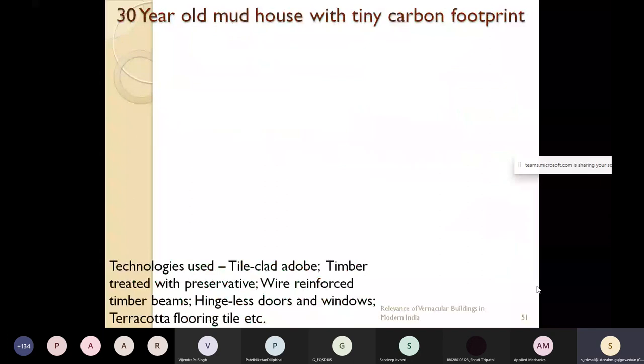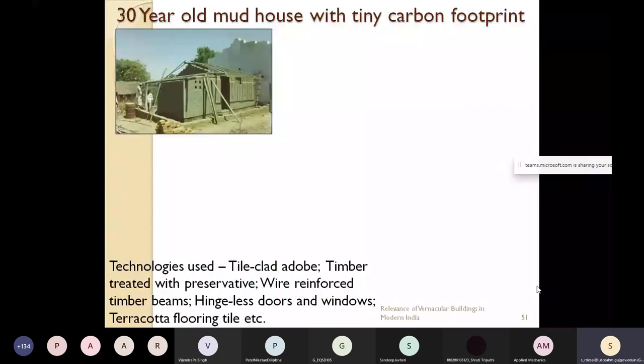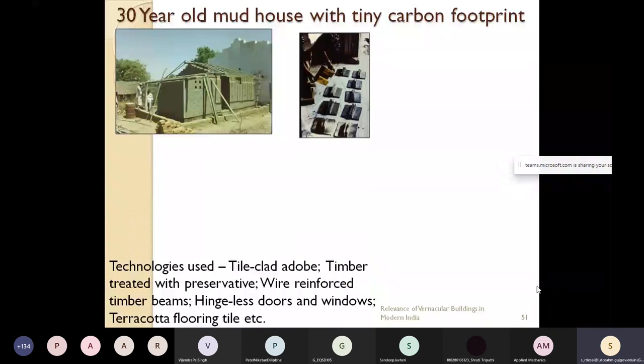Now, here I want to bring one interesting example of a house we built 30 years ago. This is built about 30 kilometers from Ahmedabad, and it's a mud wall house. Now, a number of technologies were used. Number one, we had these cladding tiles attached on the mud blocks, a very simple mechanism to make the walls not only rain resistant, but also snake and mouse resistant. They can't burrow in the mud wall.